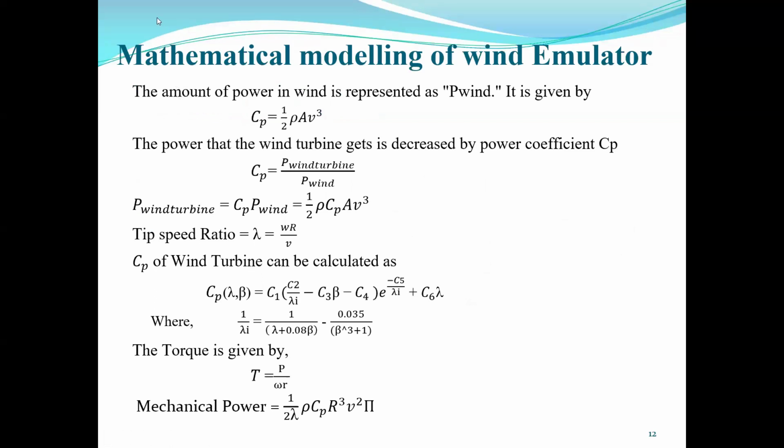Mathematical modeling of wind turbine emulator. To calculate the wind turbine power, the actual wind turbine power is given by 1/2 rho, that is air density, Cp, that is power coefficient, area, and wind velocity cubed. To calculate torque, torque is given by power upon angular velocity into radius, and the mechanical power is given by 1/2 lambda rho into Cp into R cube into V square into pi.